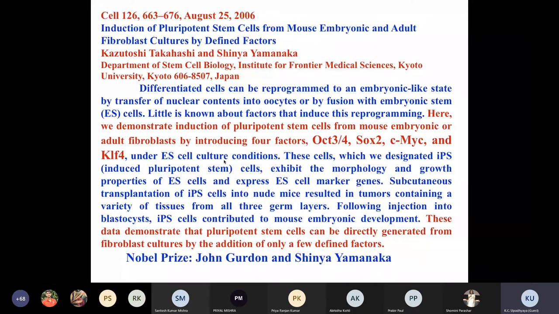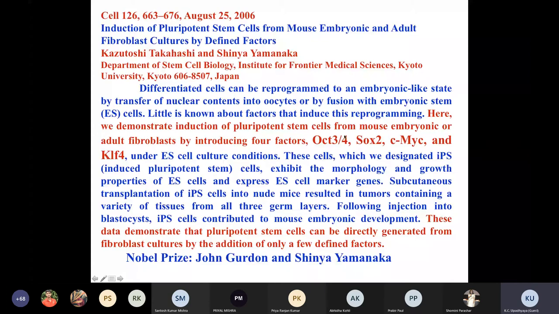What they showed, the remarkable thing, is that we were talking about how once cells are differentiated, the differentiated program cannot be reversed. What they showed here is that normal differentiated cells, fibroblasts for example, under certain conditions can be reprogrammed through the entire developmental cycle. As they say, we demonstrate induction of pluripotent stem cells from mouse embryonic or adult fibroblast cells by introducing into cells four transcription factors: Oct3/4, Sox2, c-Myc, and Klf4.